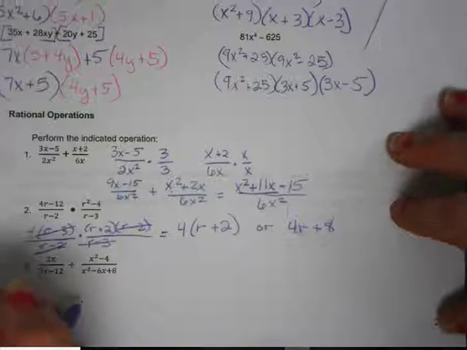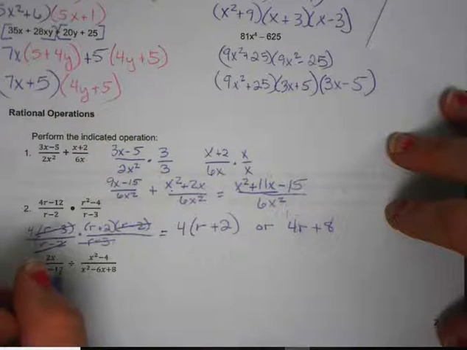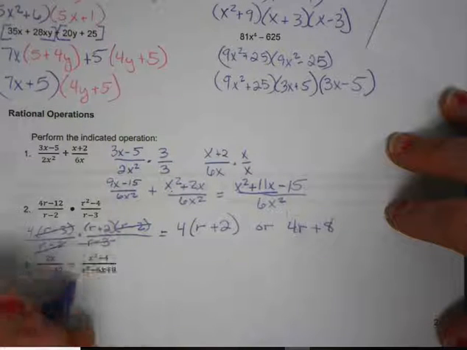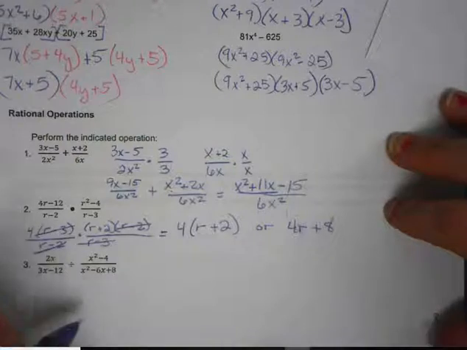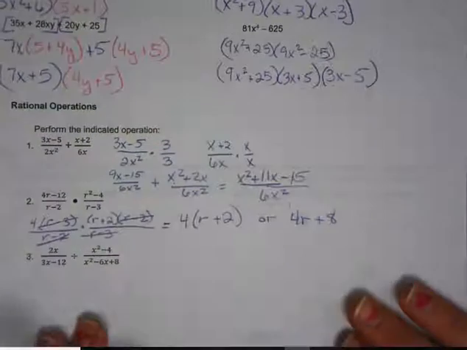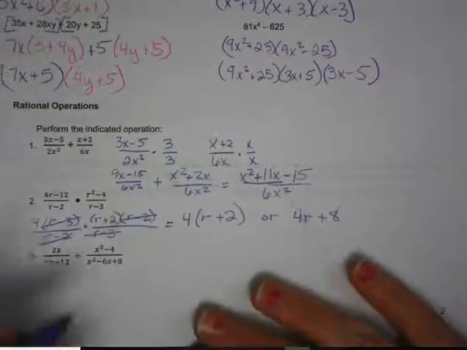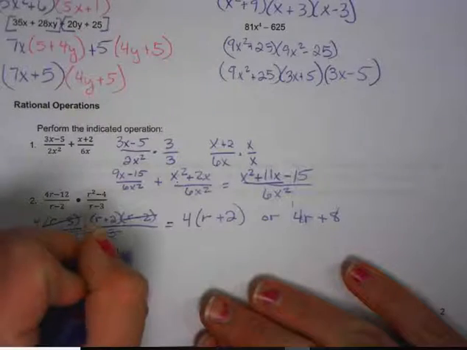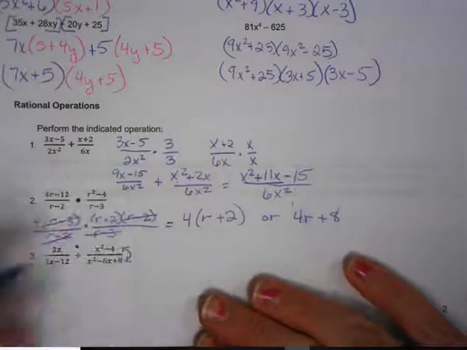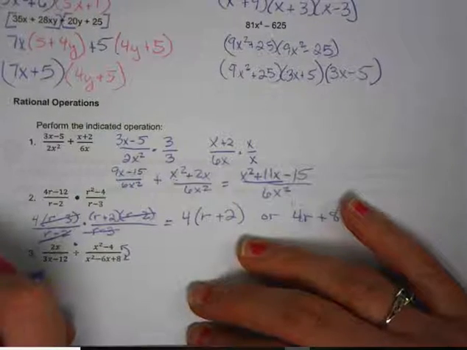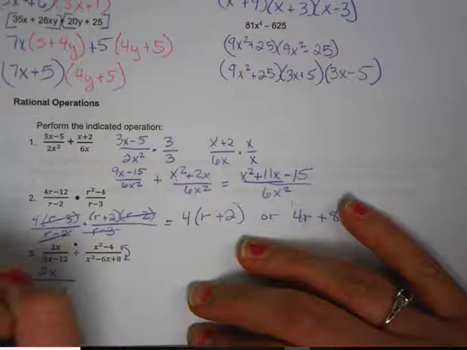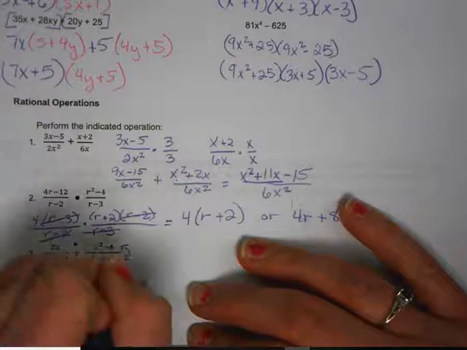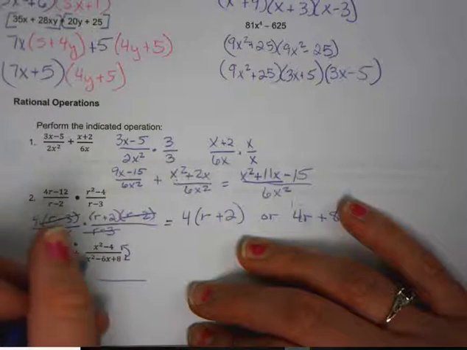Finally, on this page, we have 2x over 3x minus 12 divided by x squared minus 4 over x squared minus 6x plus 8. Remember, whenever you're dividing by a fraction, you are multiplying by its reciprocal. So we're going to change this to multiplication, and we're going to flip this rational expression. The first one stays the same, so it's keep, change, flip. And we're going to multiply by the reciprocal.